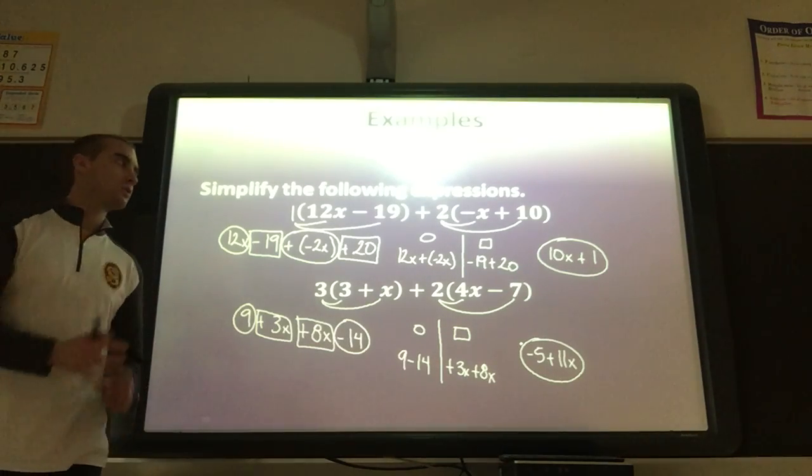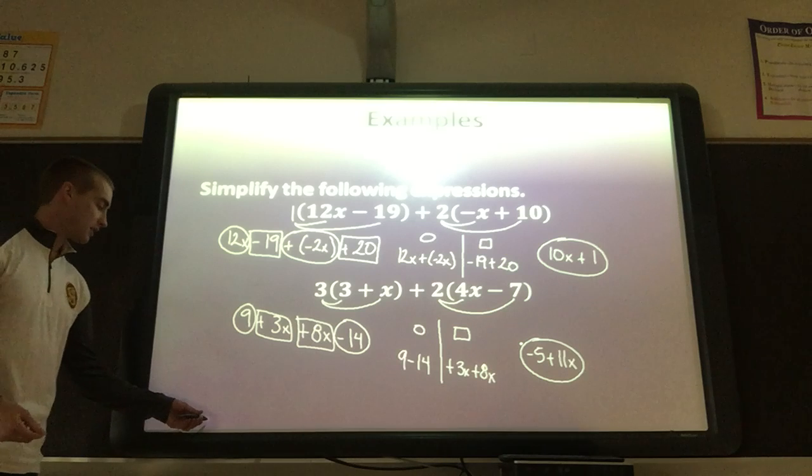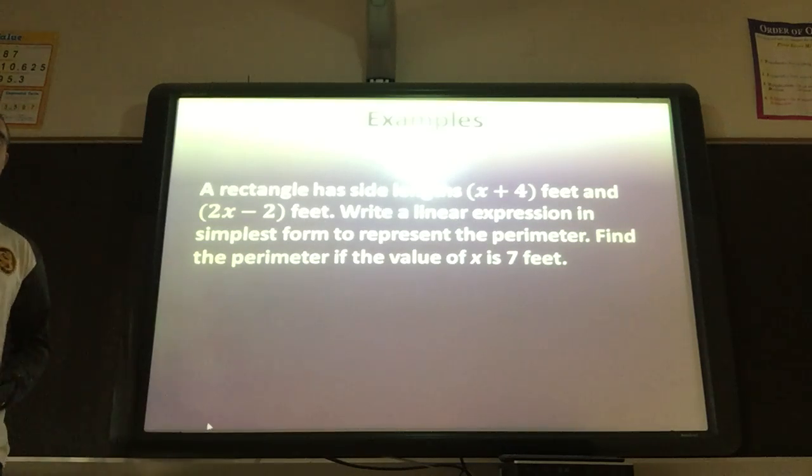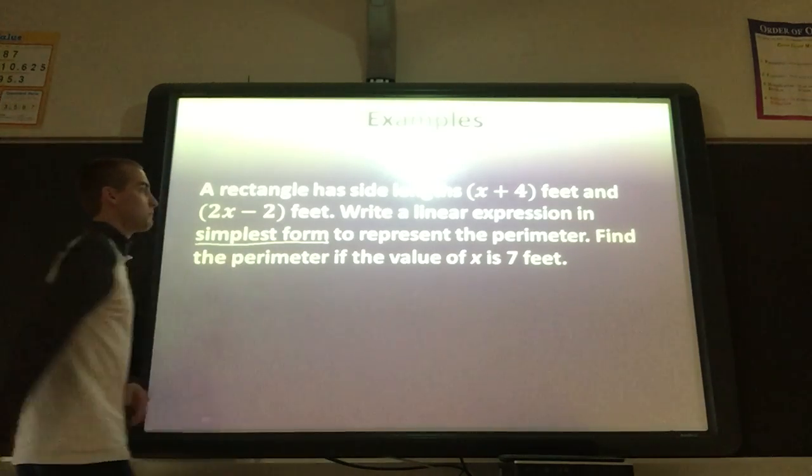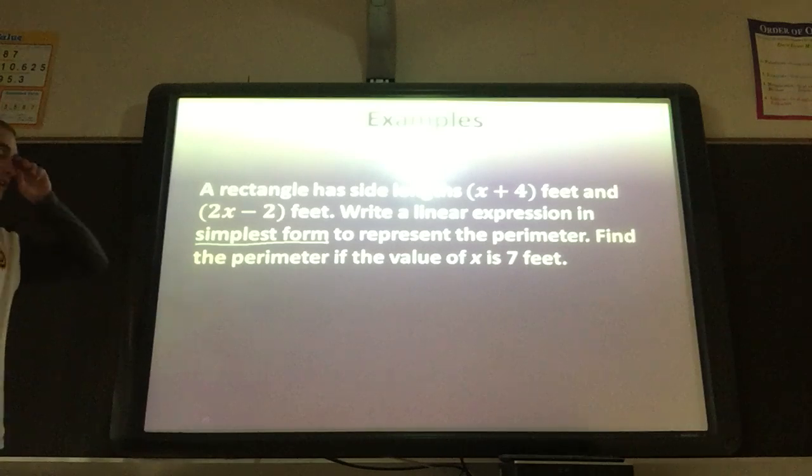All right, so one last question we're going to look at with simplifying expressions this way. It's a word problem here. It says a rectangle has side lengths of x plus 4 feet and 2x minus 2 feet. We're going to write a linear expression in simplest form. That's important. Make sure that you write that in simplest form to represent the perimeter. And then we'll do this here in a second.